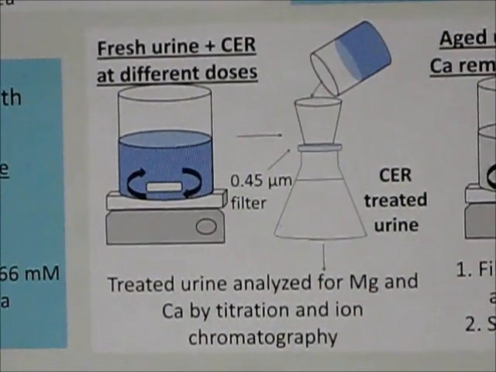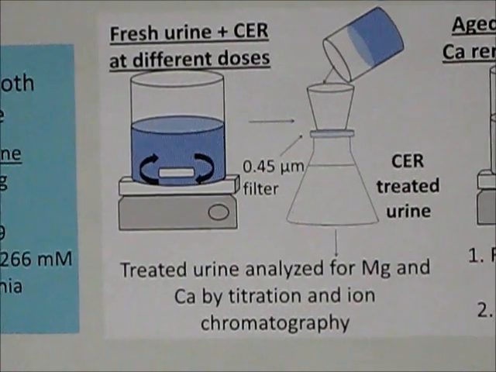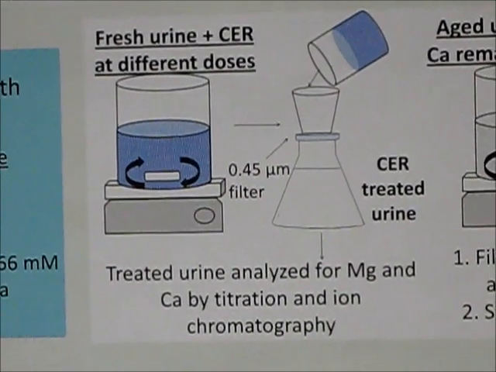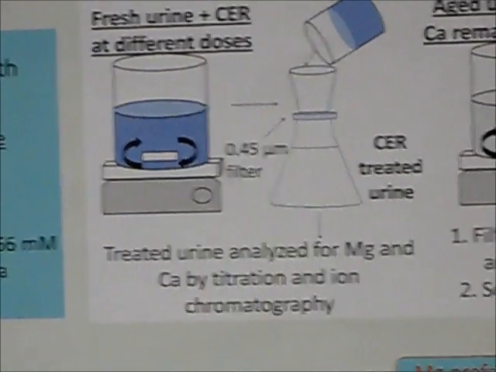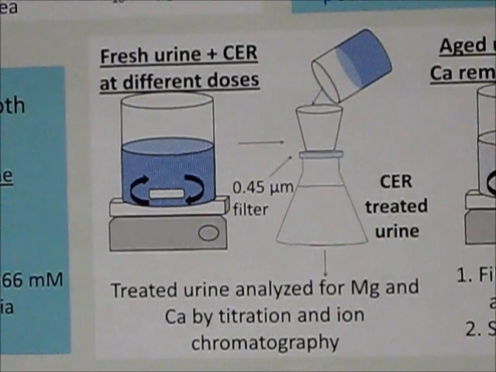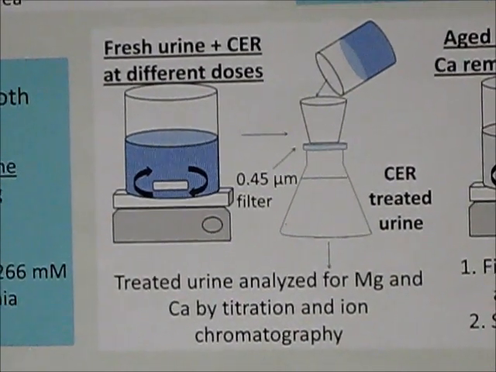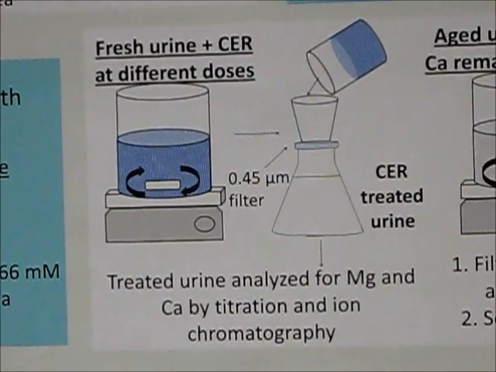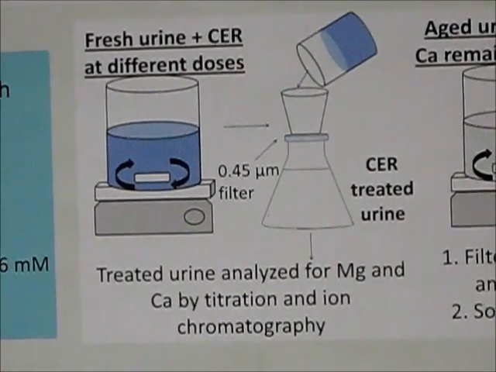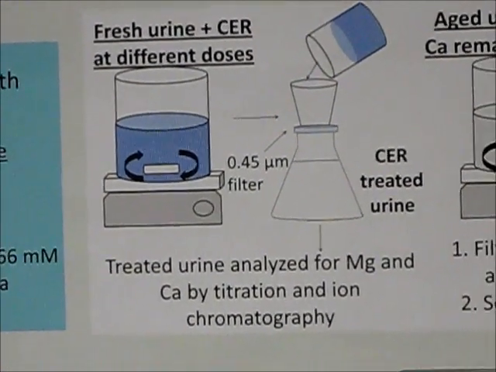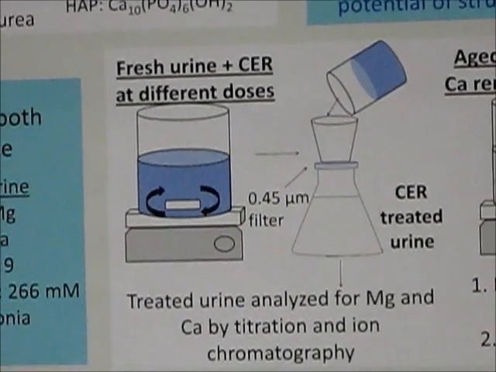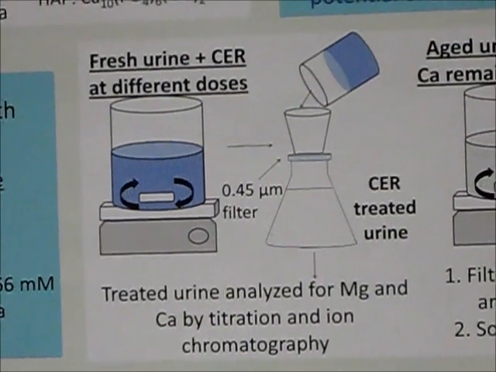So the first thing we were trying to determine was whether or not magnesium and calcium could be removed from fresh urine through cation exchange resin treatment. First thing I needed to do to test this was to make a synthetic fresh urine solution that contained about 4.1 millimoles per liter of magnesium and 4.7 millimoles per liter of calcium. And it had urea, and the pH was about 6. So this all represented the average found in human urine.